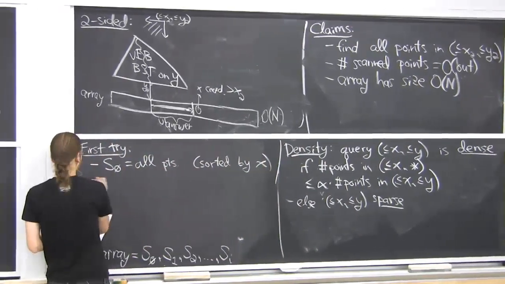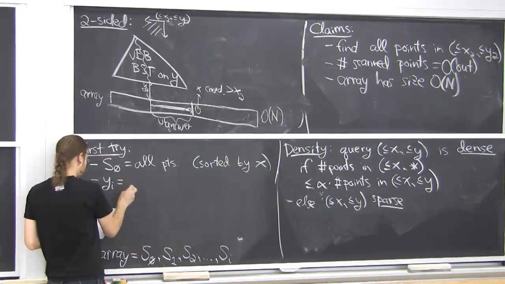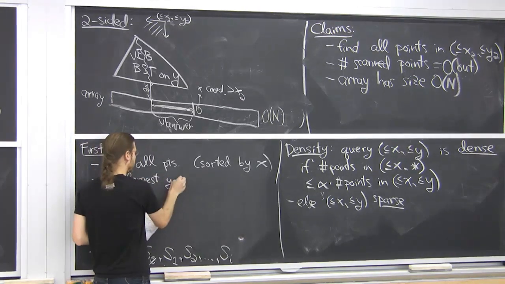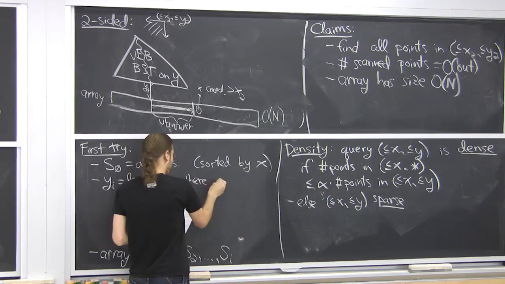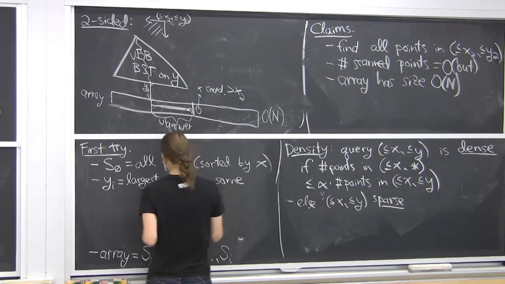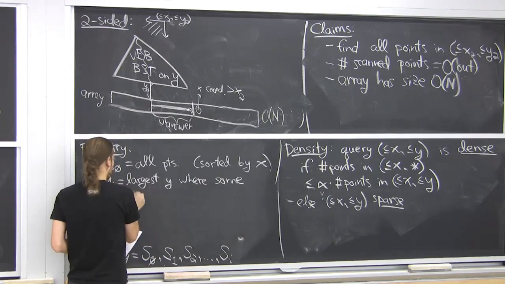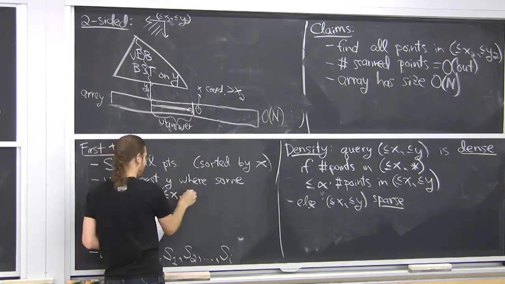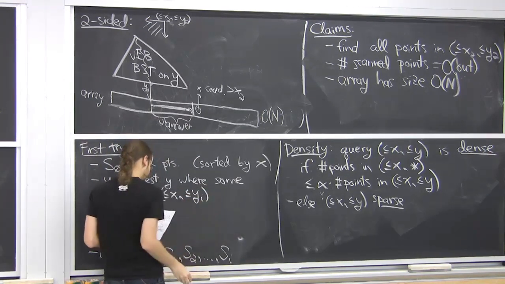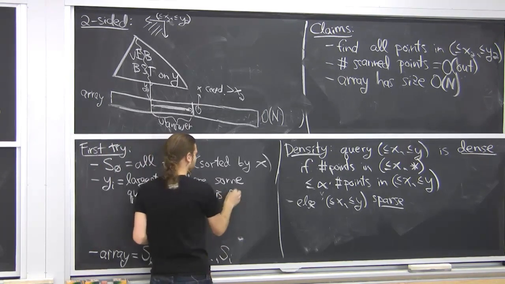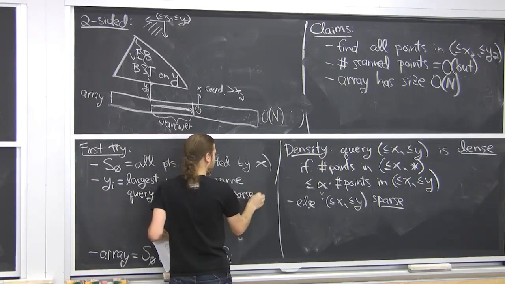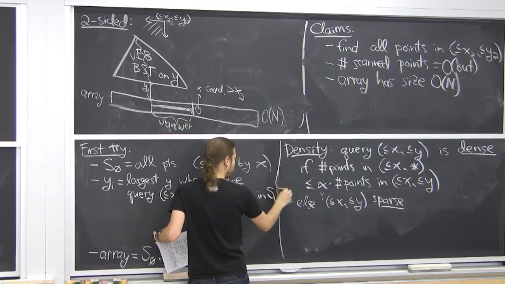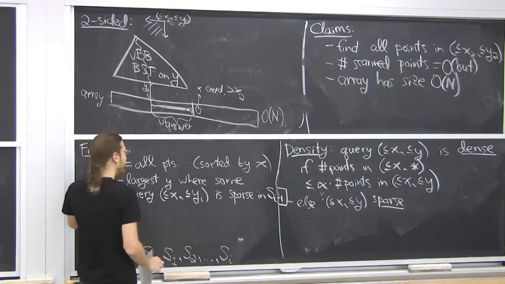So we're going to let yi be the largest y-coordinate where some query, some x-coordinate, that y-coordinate, so this would be less than or equal to x, comma, less than or equal to yi, is sparse in Si minus 1. Okay, so initially we have S0, all points.